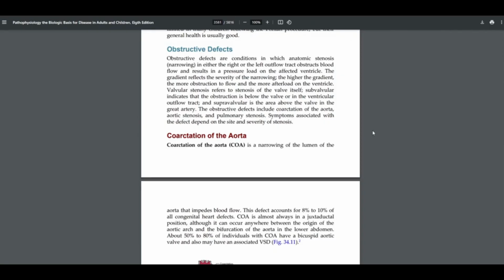Valvular stenosis refers to stenosis of the valve itself. Subvalvular indicates that the obstruction is below the valve or in the ventricular outflow tract. Supravalvular is the area above the valve, in the great artery. The obstructive defects include coarctation of the aorta, aortic stenosis, and pulmonary stenosis. Symptoms associated with the defect depend on the site and severity of stenosis.